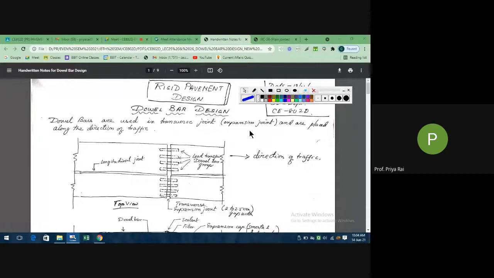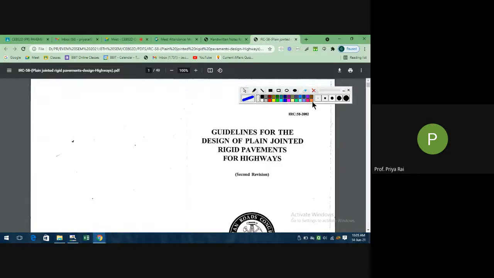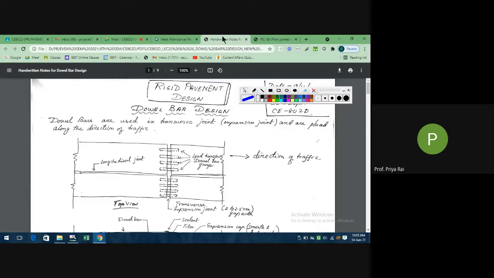See, dowel bar design, which we learned in our previous lecture, was based on Bradbury's analysis, and that is the old method. But with time there have been some modifications, which have been applied in IRC 58 also. So we will be learning with the help of this method too. But in many semester exams, they used to give data which are used in the old method.